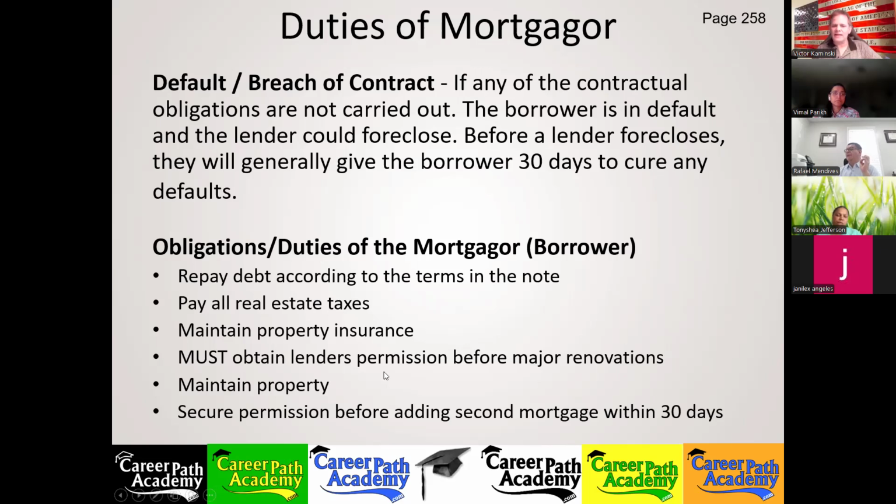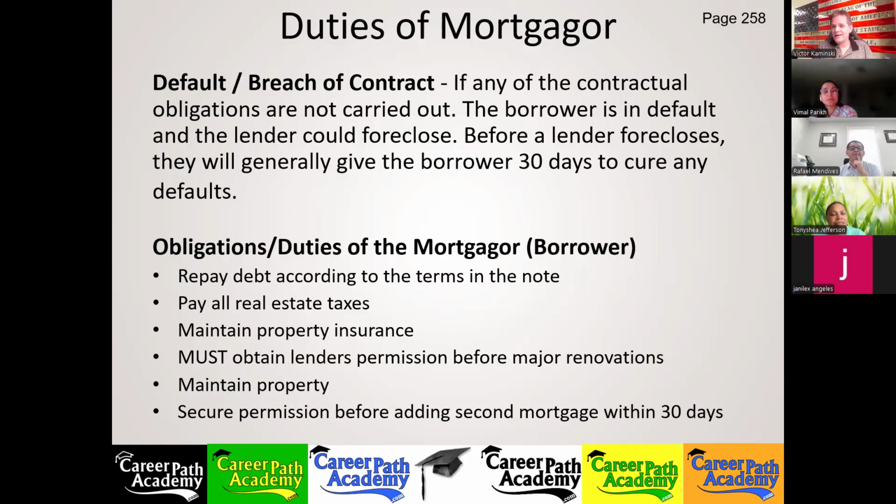Also obtain lender's permission before doing any major renovations. Ooh, that's an interesting one. Did you know that you're technically in default and can be foreclosed on by the lender if you do any major renovations to your house and you didn't get your lender's permission to do it?